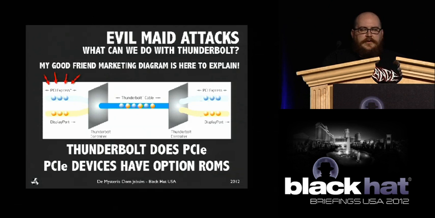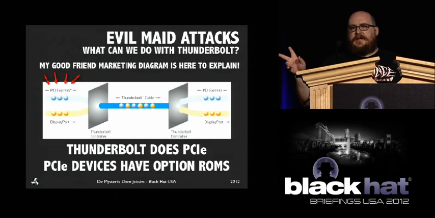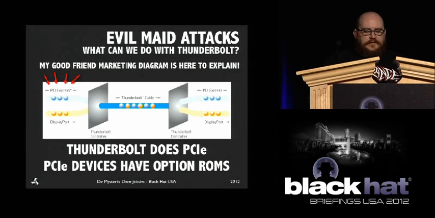Thunderbolt is a combination of PCIe and DisplayPort over one cable. There's a Thunderbolt controller chip on the logic board, and then there's a Thunderbolt controller chip in the device, and everything in between is Thunderbolt, and out the other ends is DisplayPort and PCIe. So Thunderbolt does PCIe. PCIe devices, as we know, have option ROMs, so we can stick malicious stuff in option ROMs on PCIe devices, on Thunderbolt devices.